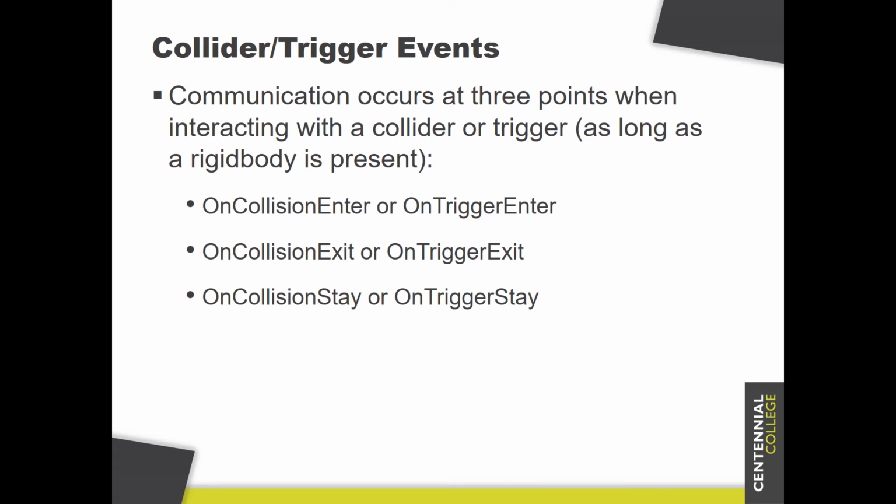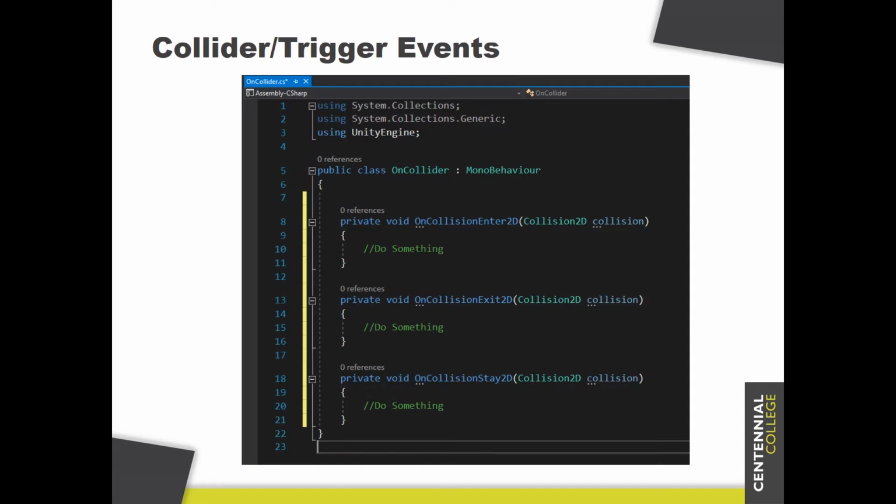So what exactly does this mean? What exactly are these events? Well, like I said, they are available through code. And the code itself will be set up like this: private void OnCollisionEnter2D, and it takes a collision parameter. And you do something with that collision parameter. So something will occur whenever a collision occurs.